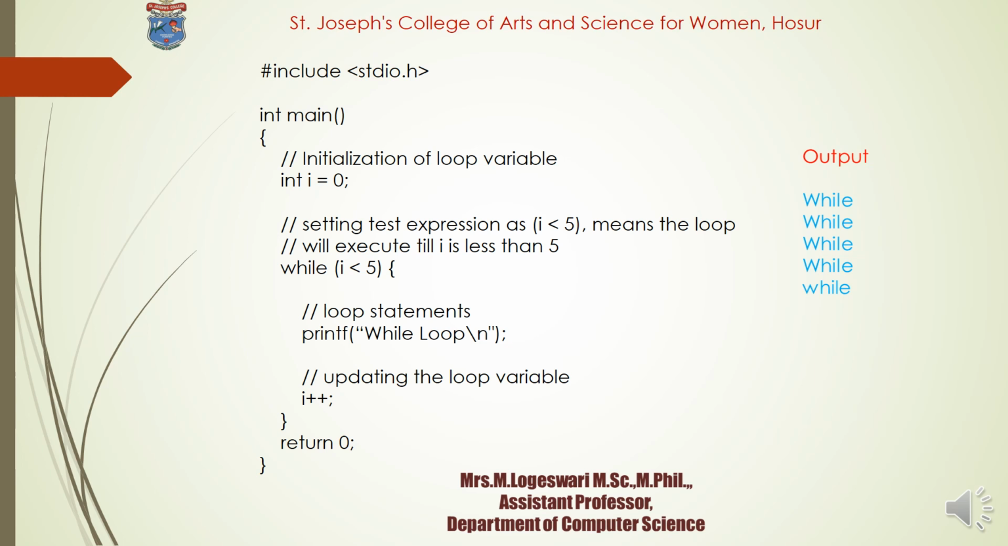After that I is incremented by 1, so 1 plus 1 is 2, and 2 less than 5, the condition is true. Again print the while loop. After incrementing by 1, I value is 3. So when the I value is 5, the condition will check 5 less than 5. The condition will be false, and the while loop is automatically skipped.